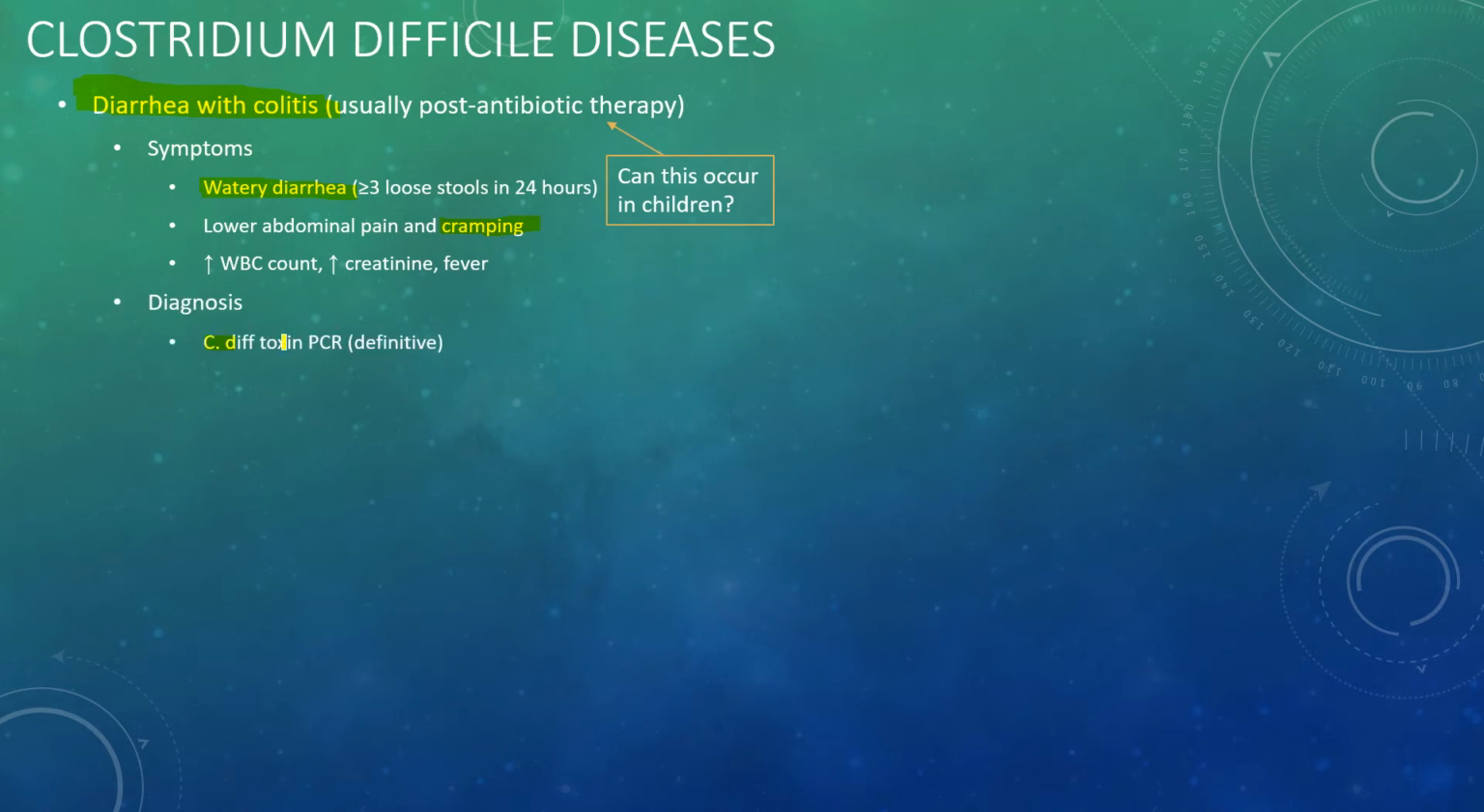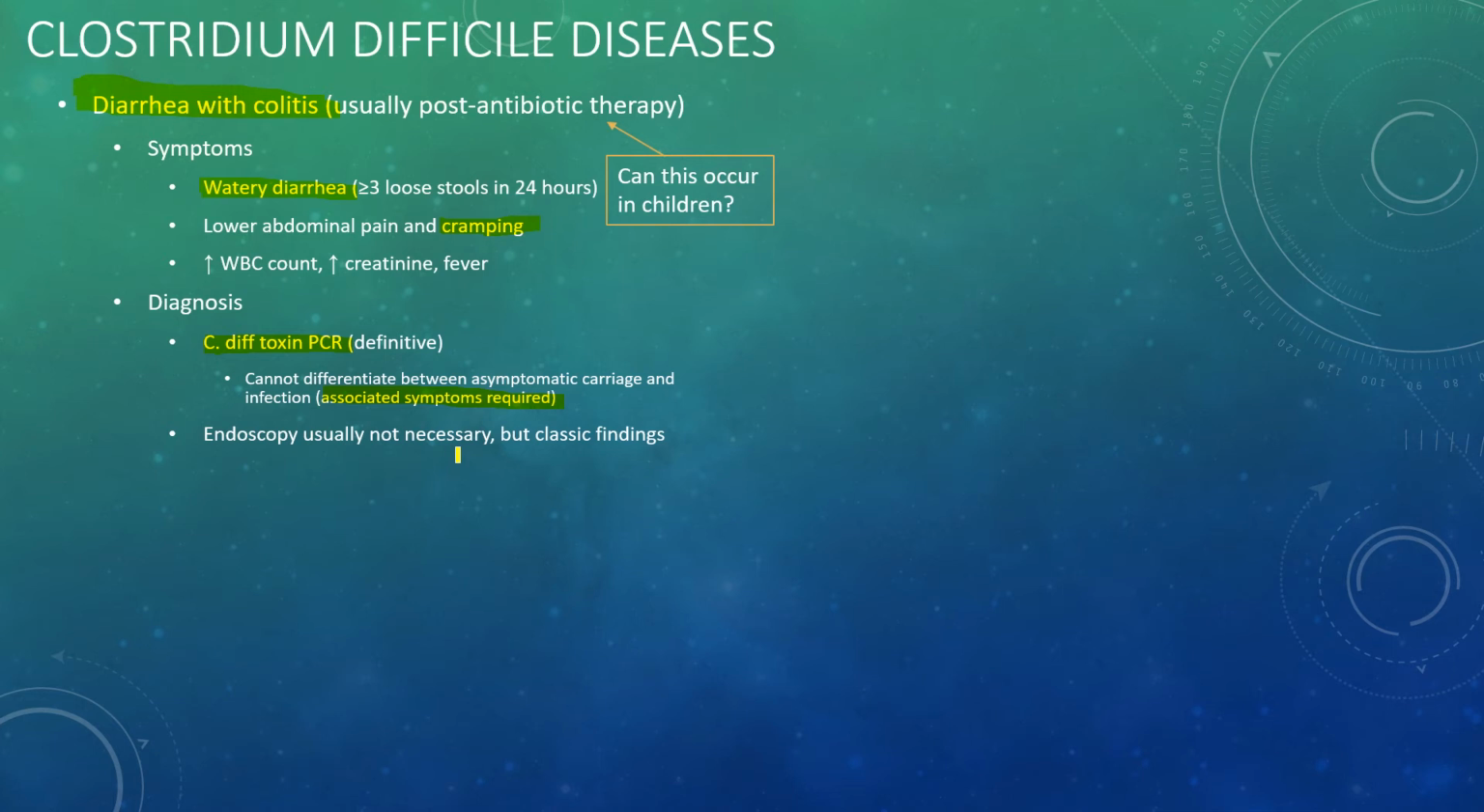How are we going to diagnose it? Like we said, C. diff PCR is very nice to detect the toxin and can help us. But the problem is it cannot differentiate between asymptomatic carriage and infection. Remember, if it's asymptomatic, you don't treat. You need symptoms to trigger treatment.